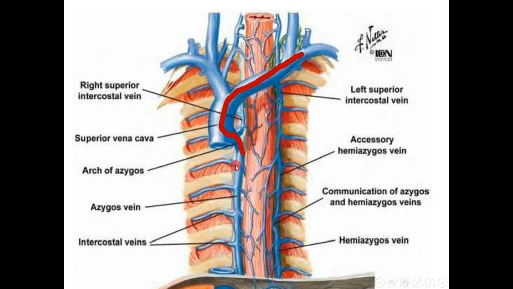This is on the right side, sorry. And on the left side, you have the hemiazygos, and all of them here. At this point, you see behind the esophagus, the azygos will communicate. So it is the communication of the azygos and hemiazygos veins. Here behind the esophagus, the hemiazygos will unite with the azygos vein.